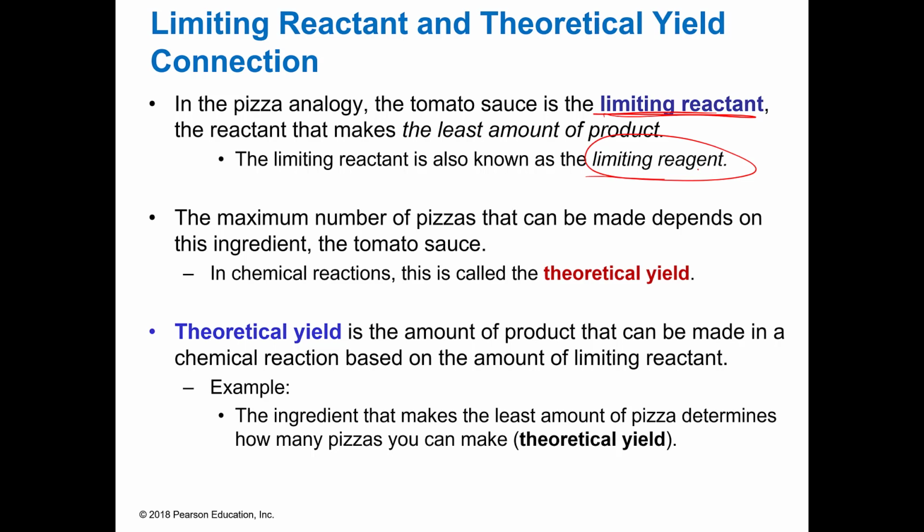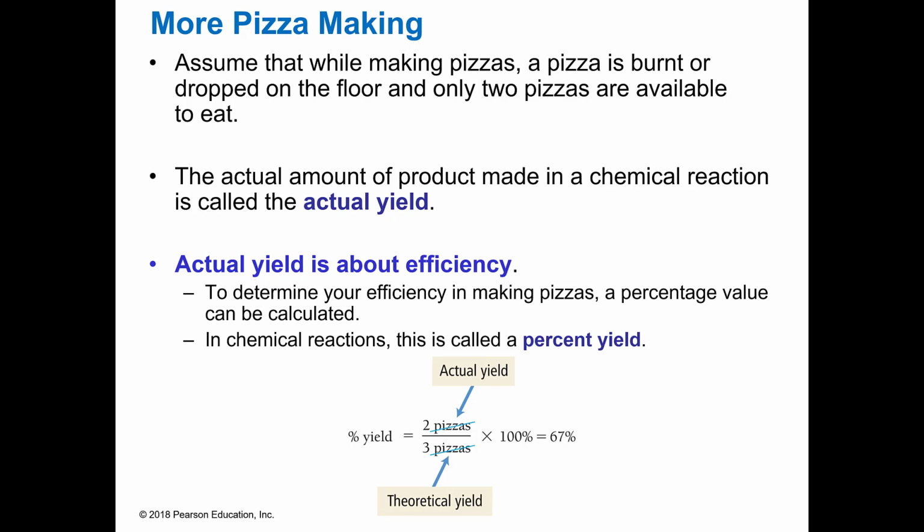So the maximum number of pizzas that can be made depends on whichever ingredient is going to limit us, and that's called the theoretical yield. And the theoretical yield is based on the balanced chemical equation. So in a perfect world, theoretically, that's how many pizzas I could make. That's the maximum pizza I can make based on the limiting reactant. So I can then calculate something called actual yield, and then I can calculate percent yield.